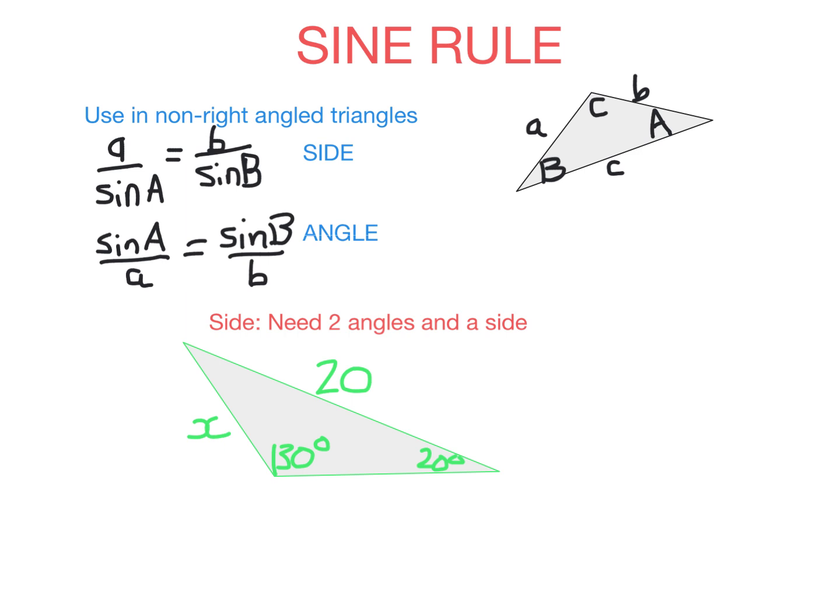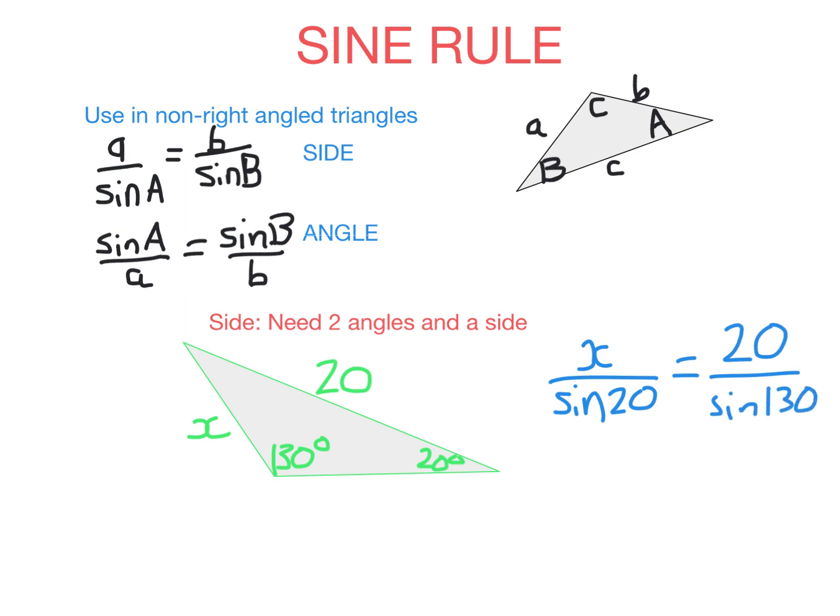So the sine rule says that a over sine A, so this will be my lowercase a, that means this is angle A. So when we're using the sine rule, it's really important we get a side over its opposite angle. So it has to be sine 20 on the bottom. And then similarly, b will be 20 and sine B will be sine 130. So this is a side angle pair because they're opposite. This is a side angle pair because they're opposite.